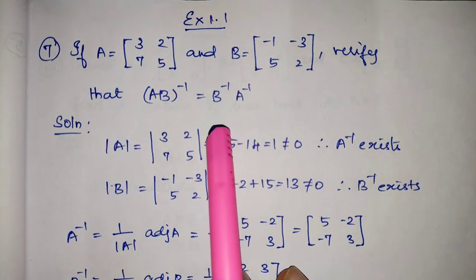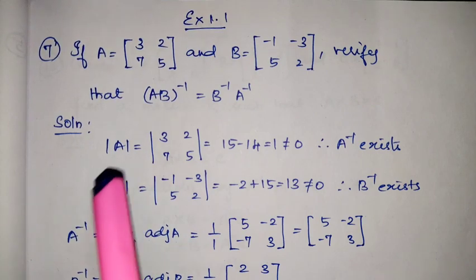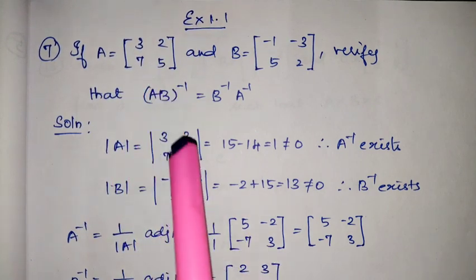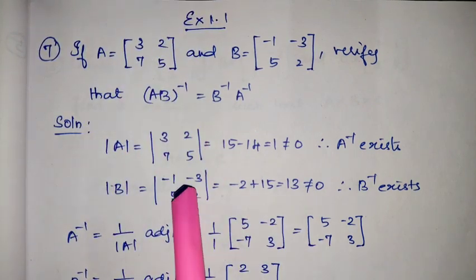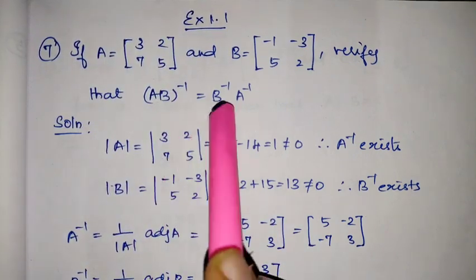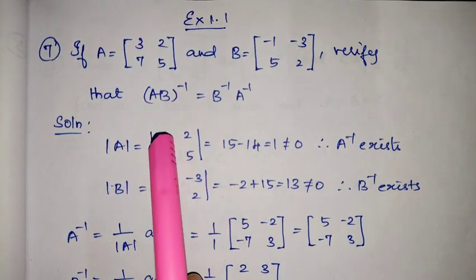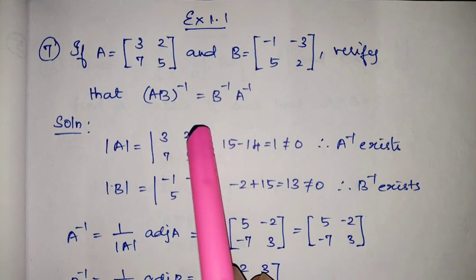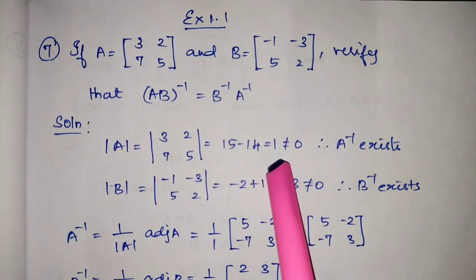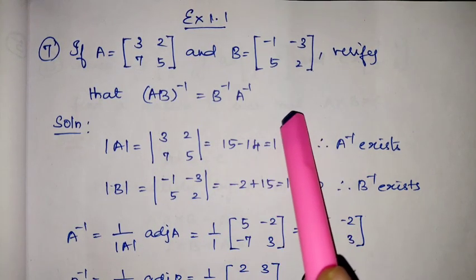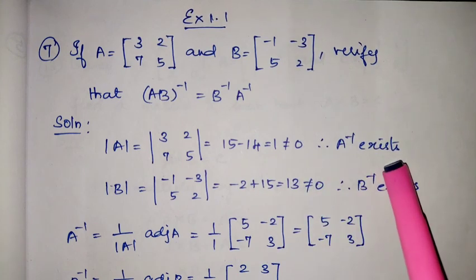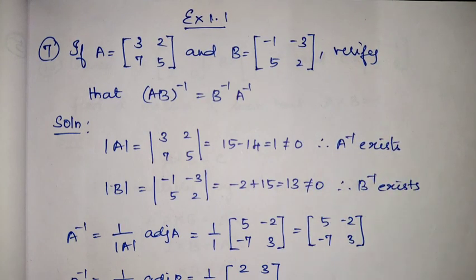So first we have to find determinant A and determinant B. Determinant A is 3, 2, 7, 5. The same is written. Removing the square bracket, you have to put a vertical bar. So 3 into 5 is 15, minus 7 into 2 is 14, which is equal to 1, which is not equal to 0. That means A inverse exists. That means you can find A inverse.